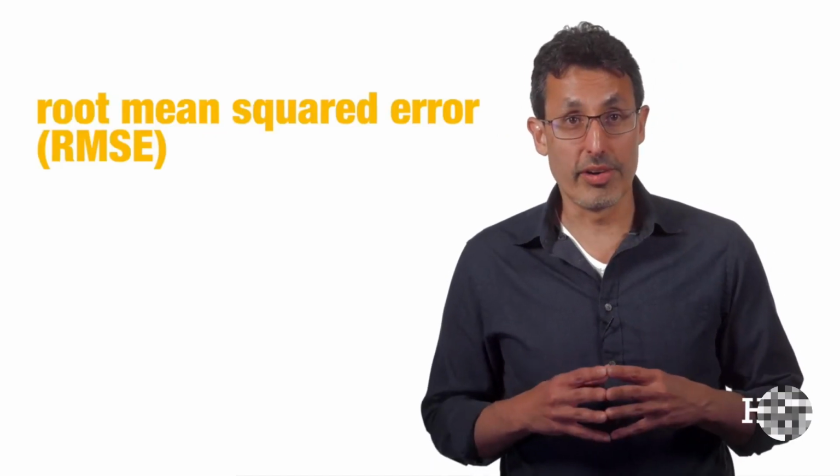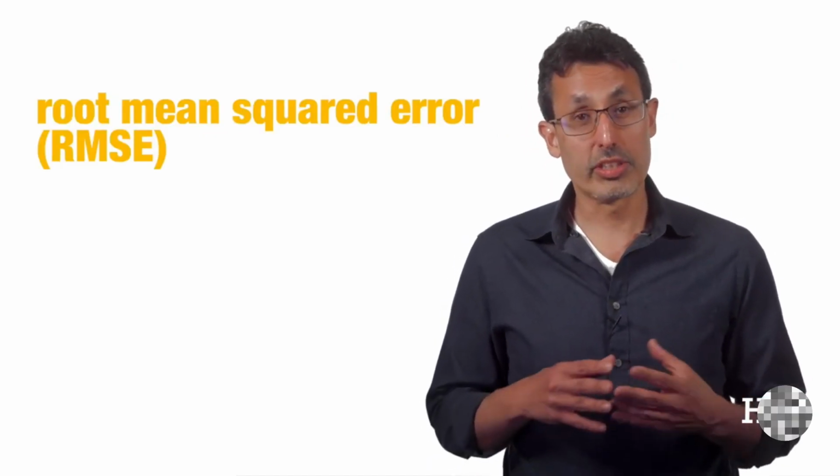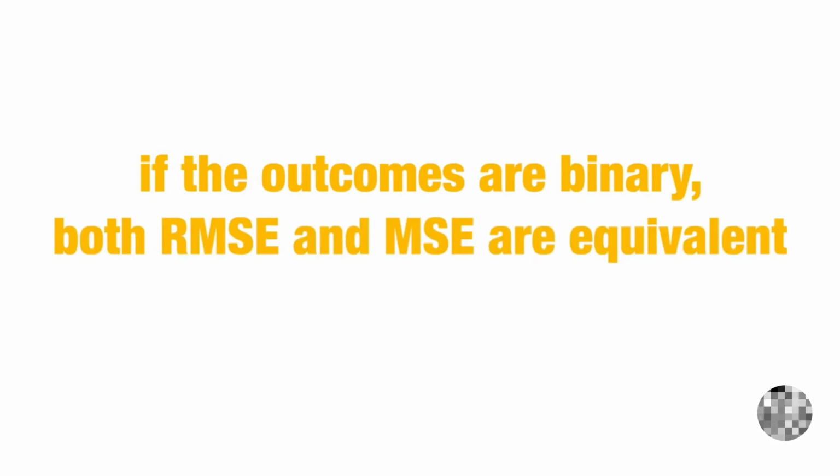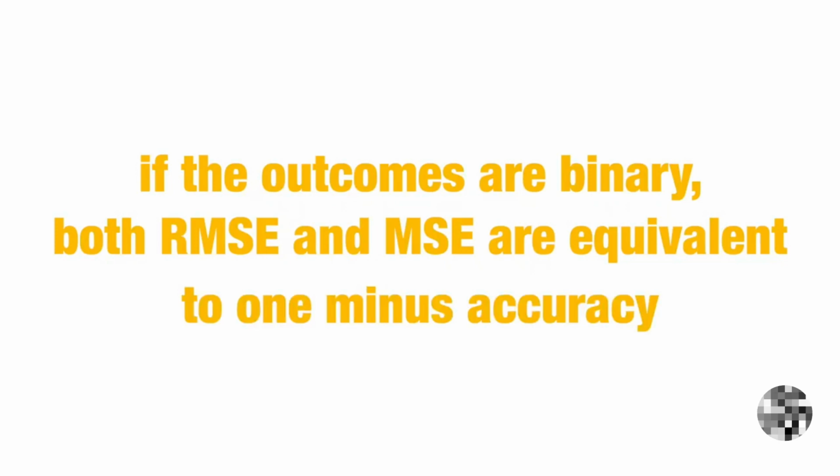In practice, we often report the root mean squared error, the RMSE, which is the square root of the MSE, because it is in the same units as the outcomes. But doing the math is often easier with the MSE and it is therefore more commonly used in textbooks, since these usually describe theoretical properties of the algorithms. Note that if the outcomes are binary, both RMSE and MSE are equivalent to 1 minus accuracy, since (y hat minus y) squared is 0 if the prediction was correct and 1 otherwise.